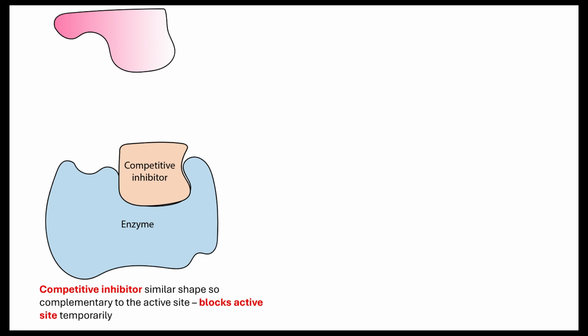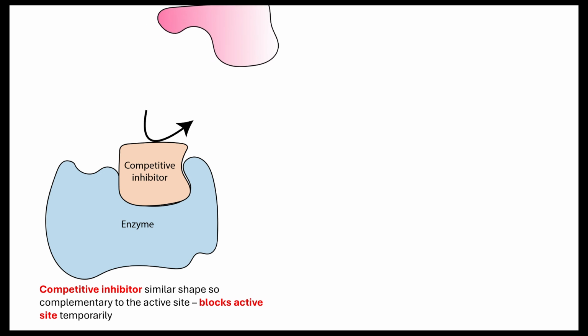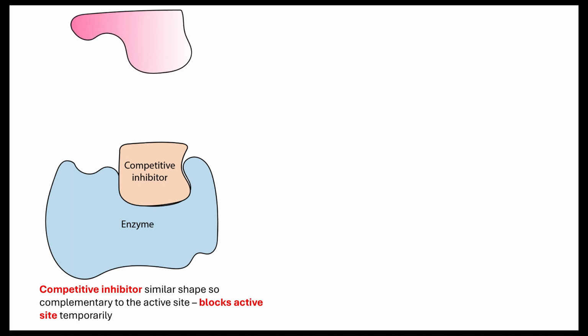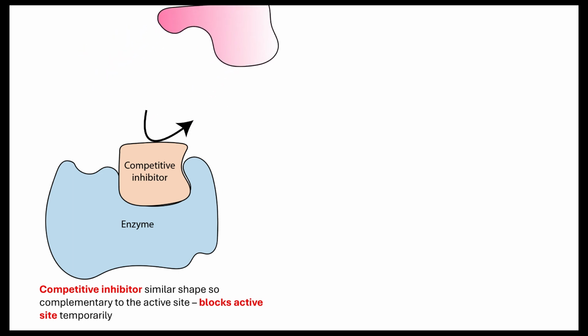The other thing you need to note is the introduction of inhibitors. A competitive inhibitor is going to have a similar shape to the substrate, and therefore a similar shape to the active site. So it's going to complement the active site of the enzyme. Therefore the competitive inhibitor will block the active site temporarily. Because the substrate is not able to bind, the rate of the reaction will be lower.